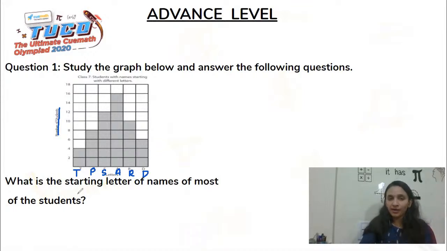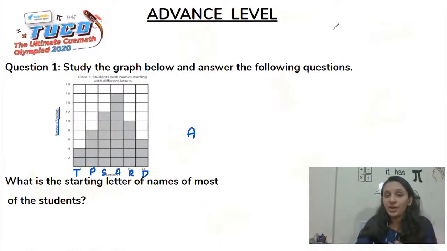So the bar which is standing the tallest is the one telling us the number of students for which the name starts with the letter which appears the most. If we look at it very clearly and observe, the answer is letter A. For most of the students, their name starts with letter A, and that is the right answer.